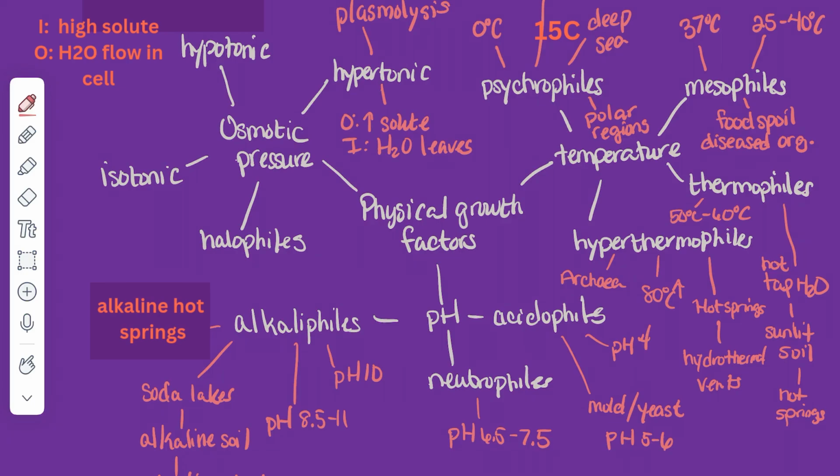Hypotonic. Well, inside the cell, there's an increase of solutes. Outside the cell, water flows inside the cell. Next, we have isotonic, which is the net movement of water. And then we have halophiles, where you can find them in the Dead Sea, and they can survive in salt concentrations 25% or higher.